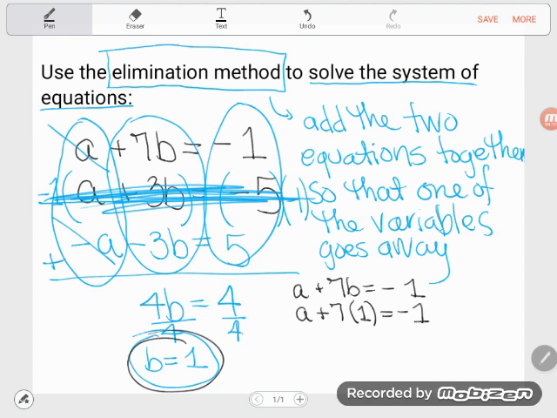And now I can solve this. First I'll simplify. 7 times 1 is 7. So A plus 7 is equal to -1, and now I can solve -1 minus 7, and I do find that A is equal to -8. So what would the 2 numbers have to be for both of these equations to be true? Well, A would have to be equal to -8, and B would have to be equal to 1.